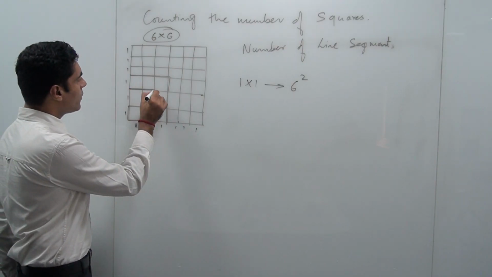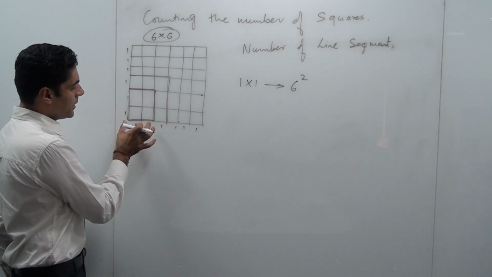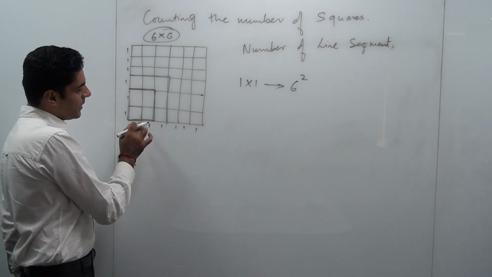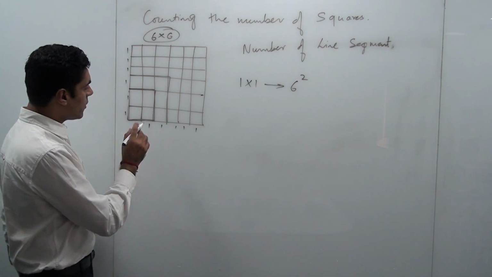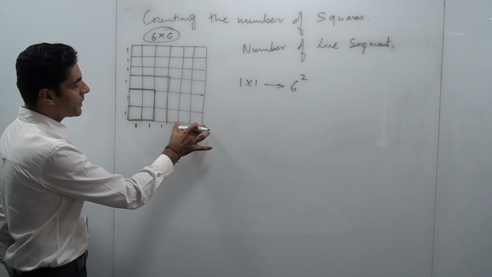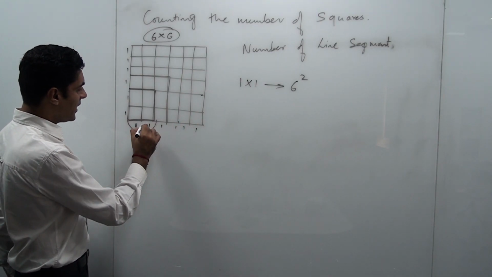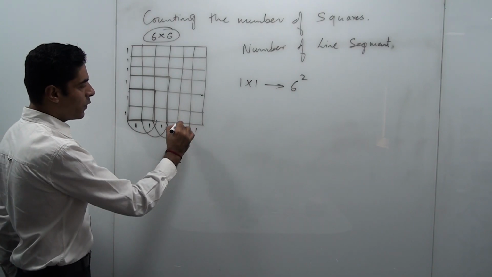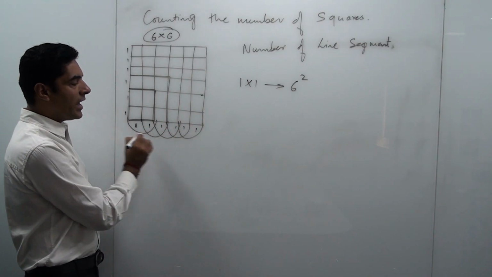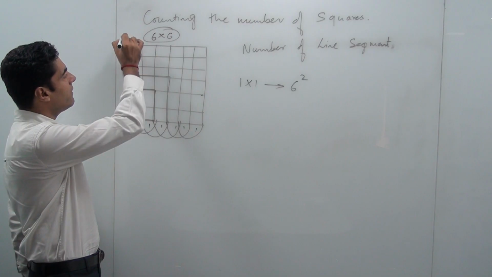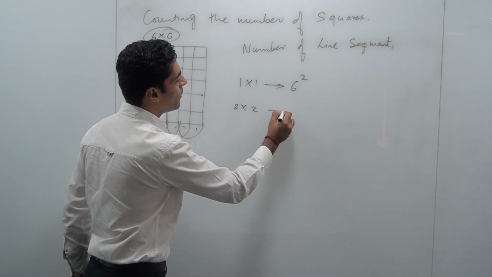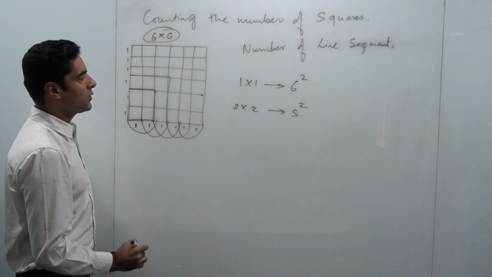Now if I want to count the number of squares of side 2 by 2, at times students make a mistake of counting 1, 2 and 3. My dear, they are not 3, they are 5, because the way you will have to count it is 1, 2, 3, 4 and 5. So that means there are 5 squares of side 2 by 2 this side and 5 this side. So the number of squares of side 2 by 2 will be 5 square, which is 25.